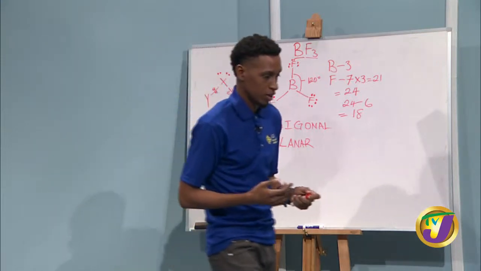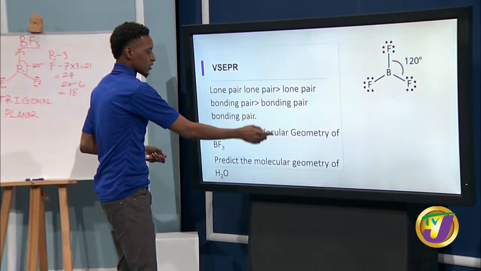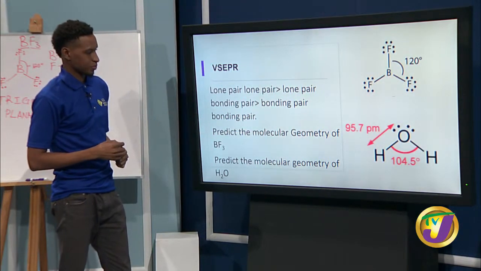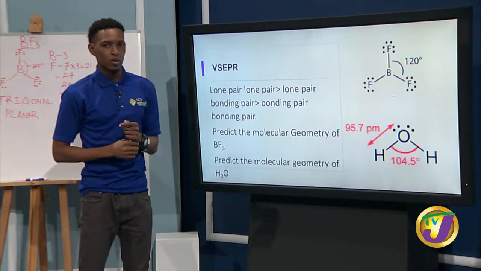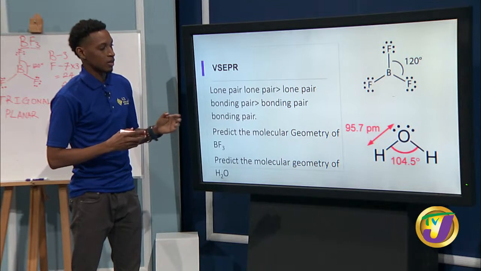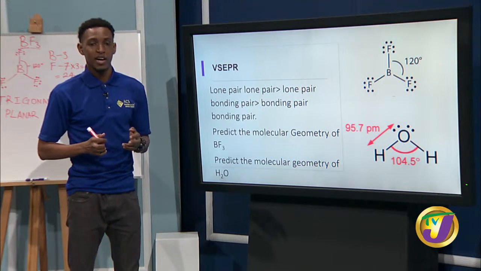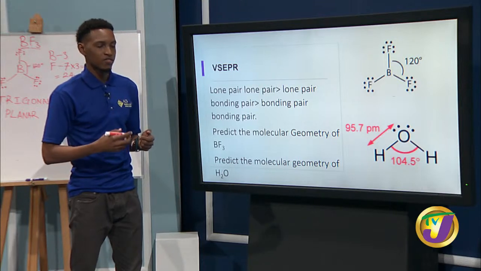Now, let's move back to the smart board. So, we'll be moving back and forth between the smart board and the whiteboard. Now, you can see the bond angles between BF3, right? Now, for water, the shape of water is what we call V-shaped, and you can see it here on the screen. And the bond angles between water is 104.5. And I'll show you why the bond angle in water is less than that for BF3.